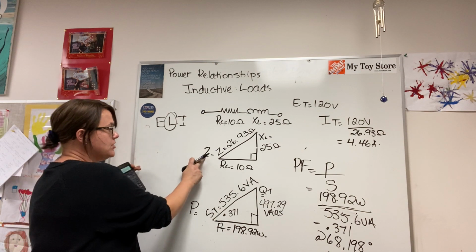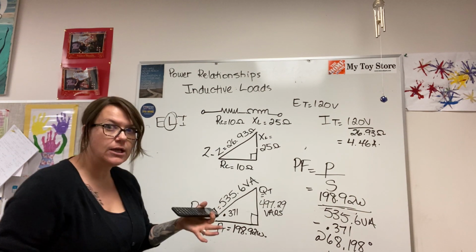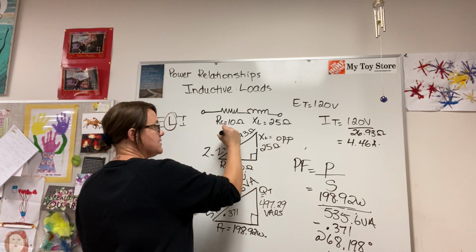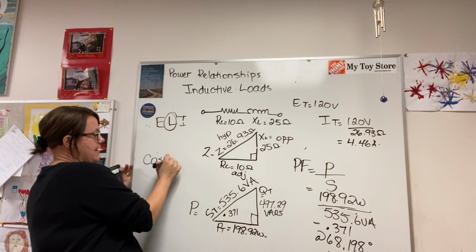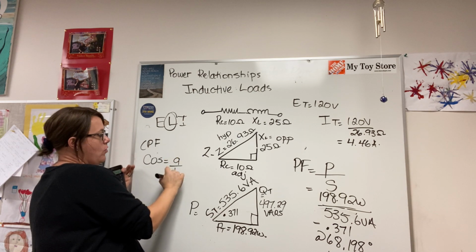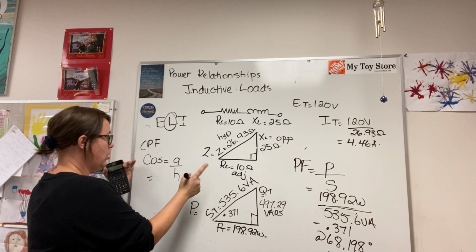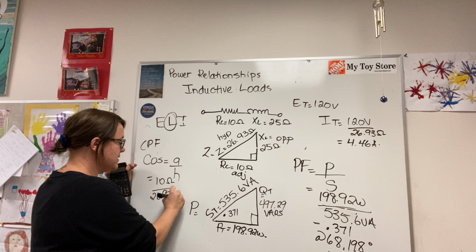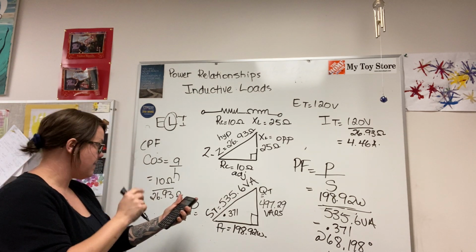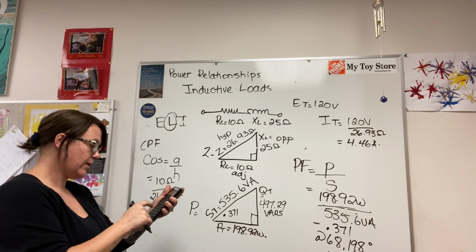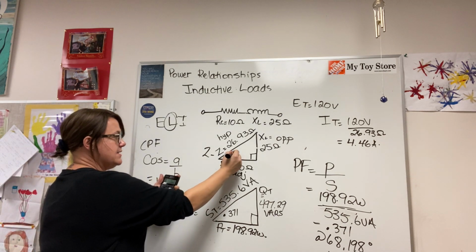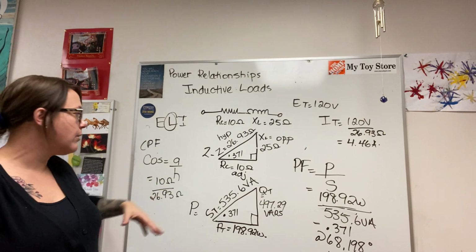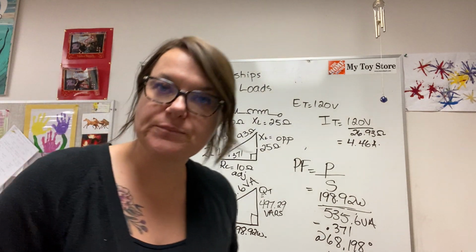So if you were to go with your impedance triangle, you would simply see that this is a right angle triangle. This would be your adjacent, this would be your opposite, and this would be your hypotenuse. Cosine is also power factor. A over H, right? So my adjacent is 10 ohms, divide that by 26.93 ohms, and we would get an expected power factor of the same. 10 divided by 26.93 equals, there you go, 0.371, okay? So whatever the power factor of your power triangle will be the same power factor of your impedance triangle, okay?